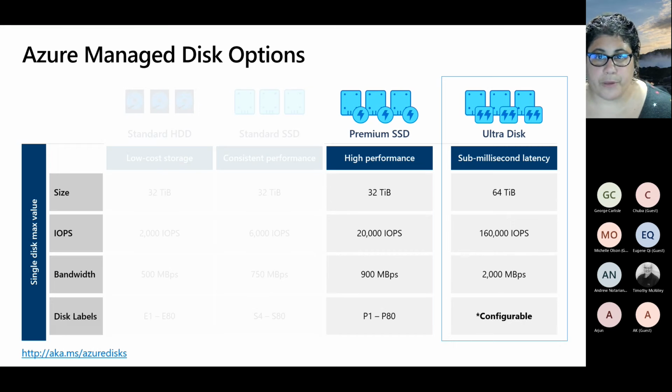The only issue with Premium V2 that I see is that it doesn't support caching. You can't do that caching. But I think because the latency is so low, for your transactional workloads, it's actually going to work out to be better, particularly if you leverage the EBDS v5 VM series, which also has high I/O throughput.